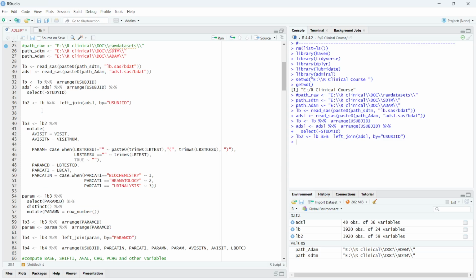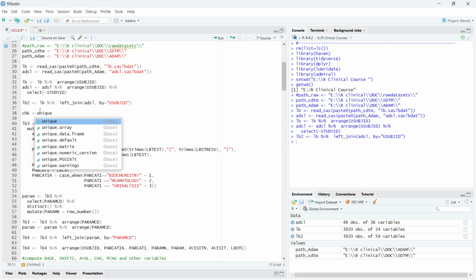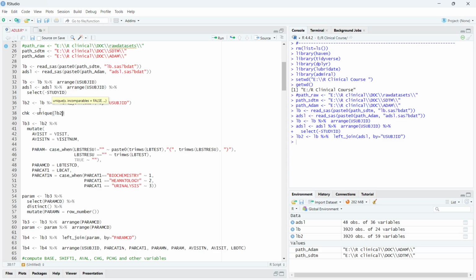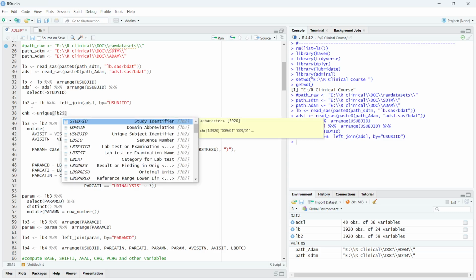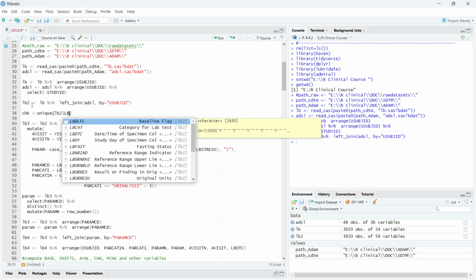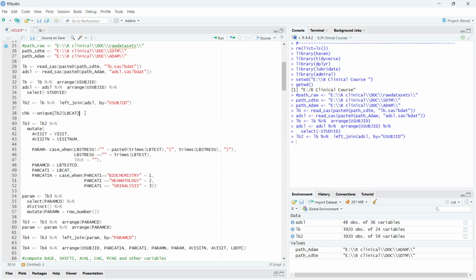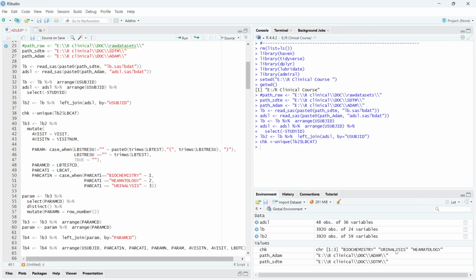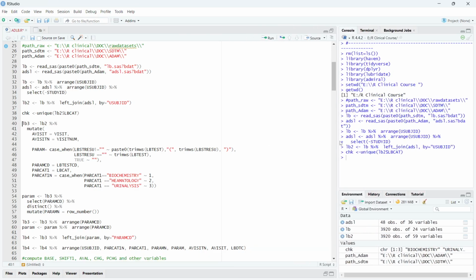Okay, so what we do, I'm just putting a check. I'm taking the unique function, unique, on lb2, this is the dataset as a data frame, then we give it lbcat. So when you execute this part, you see here you will be having biochemistry, urine analysis, hematology. So there will be 3 values only present in that lbcat. Okay, this is the way you have to check.